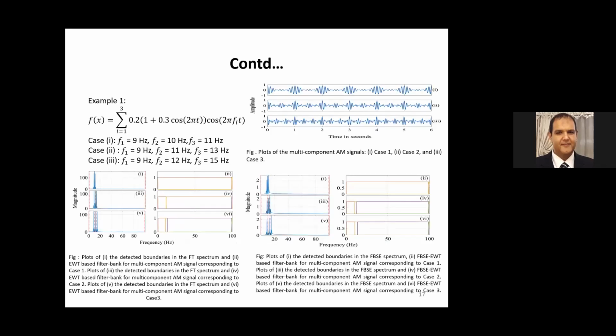So this is one example here. You can see we have taken this 3-component amplitude modulated signal. In the bottom you see the spectrum and the designed filter bank corresponding to the existing empirical wavelet transform, EWT method. On the right-hand side you can see the segmented spectrum and designed filter bank corresponding to the Fourier-Bessel series expansion based spectrum. And you can see the FBSE based spectrum is giving better segmentation and better design of filters.